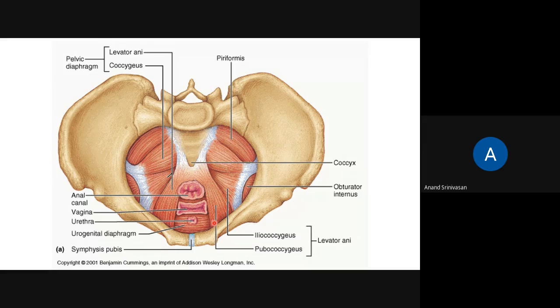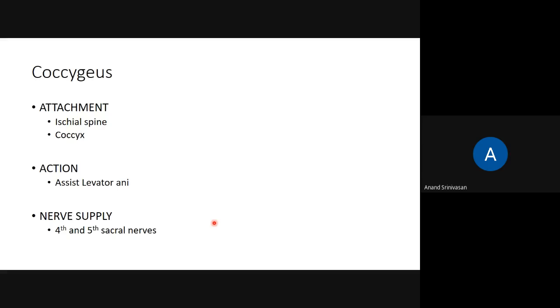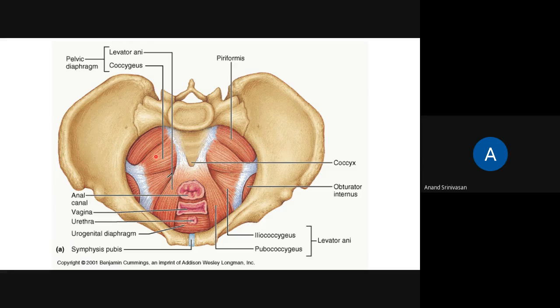Parturition means delivery of the baby. Okay, the other muscle is the coccygeus. It is attached to the ischial spine and coccyx, and it assists the levator ani. So that's the coccygeus.